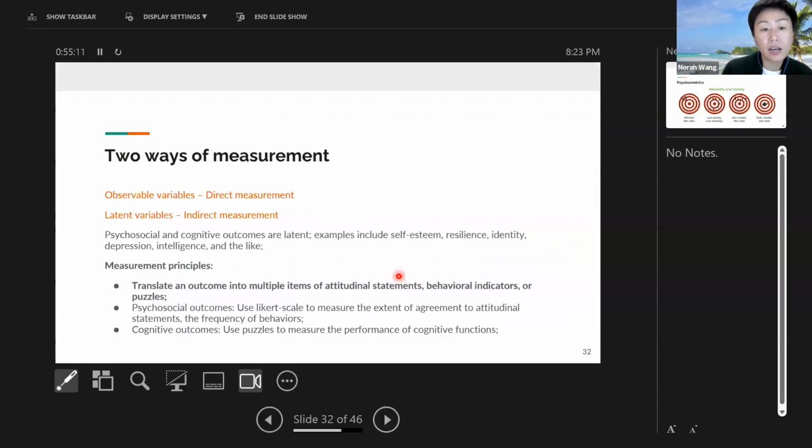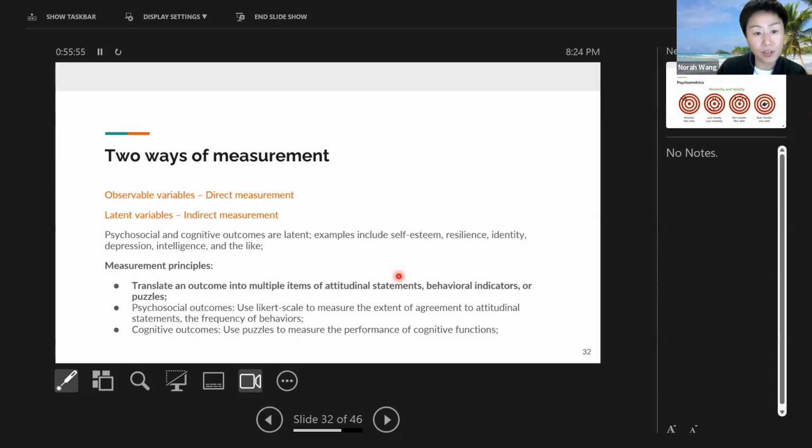Now let's take a look at the actual methods, how we can measure the outcomes. There are two types of variables. We talked about the types of variables in terms of research design, and now we talk about variables in terms of statistics and measurement. In terms of design, we talk about independent variables and dependent variables. That's about research design. Now we're talking about how we can actually measure them, which is more related to statistics. For the observable variables, you can think about direct measurement, for example, income, that's a dollar sign.